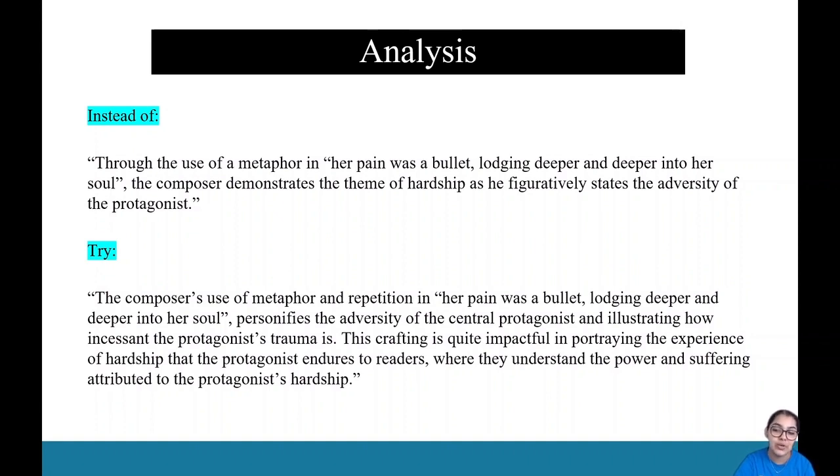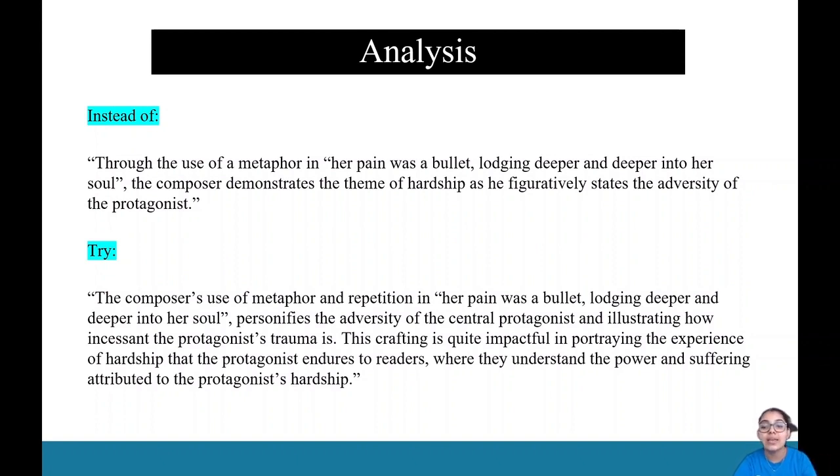So what I should be doing is this. "The composer's use of metaphor and repetition", to use multiple techniques, "in her pain was a bullet lodging deeper and deeper into her soul personifies the adversity of the central protagonist and illustrates how incessant the protagonist's trauma is. This crafting is quite impactful in portraying the experience of hardship that the protagonist endures to readers, where they understand the power and suffering attributed to the protagonist's hardship."